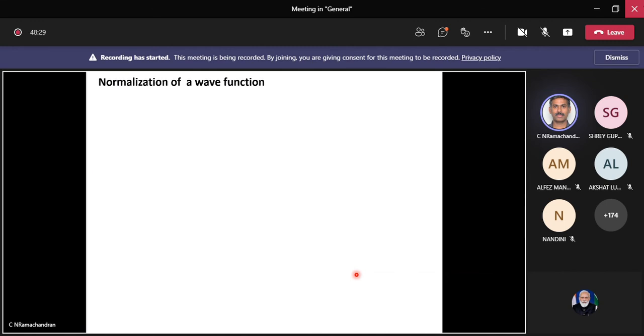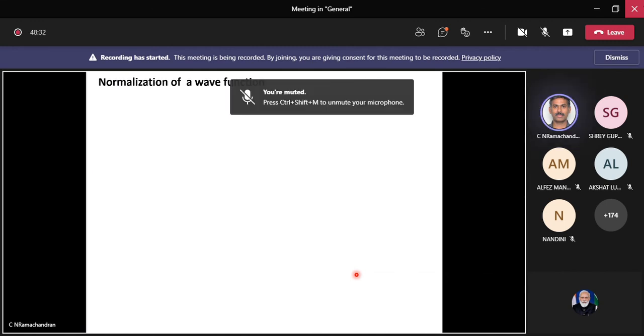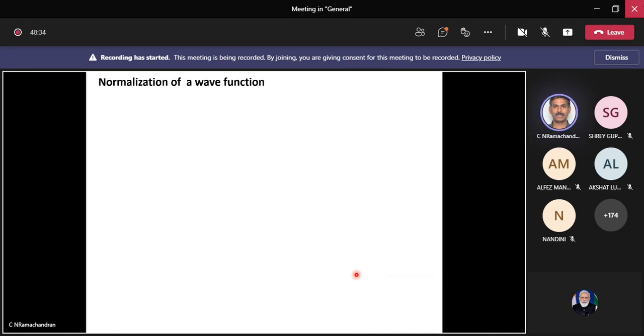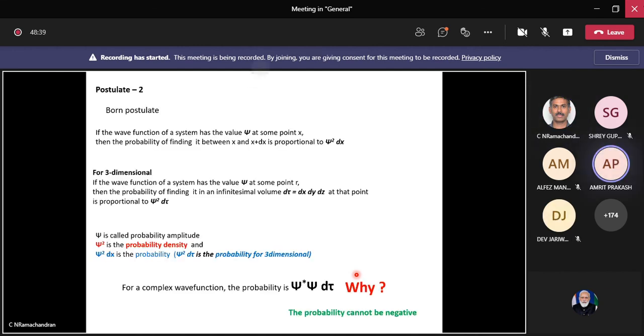Yes, please. So what was the importance of the last line? Last line, that complex function thing. Why is it a complex function?